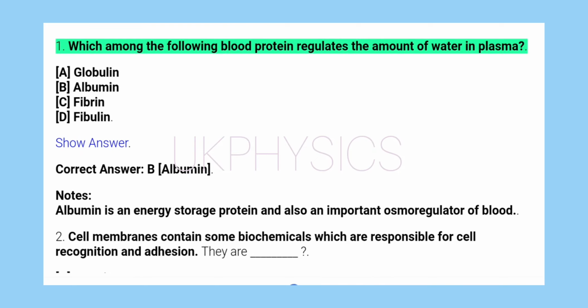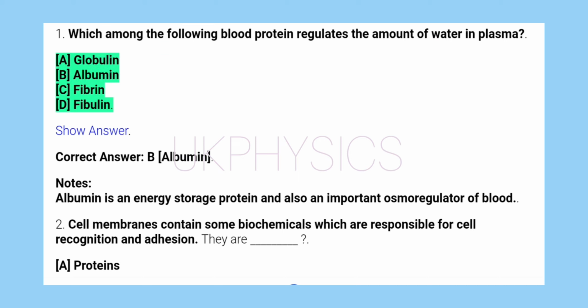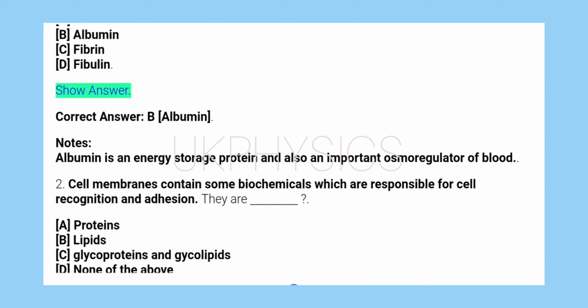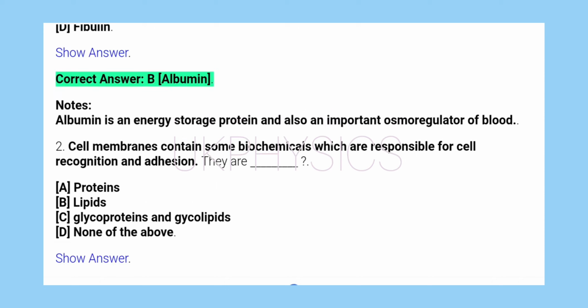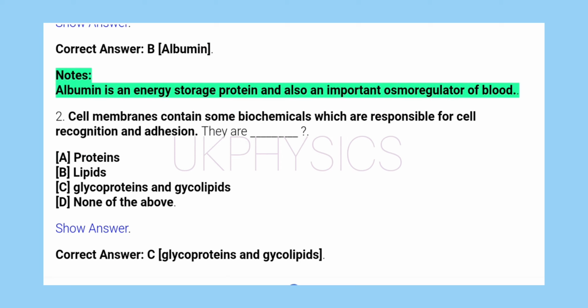1. Which among the following blood protein regulates the amount of water in plasma? A. Globulin, B. Albumin, C. Fibrin, D. Fibulin. Show answer. Correct answer, B. Albumin. Notes: albumin is an energy storage protein and also an important osmoregulator of blood.